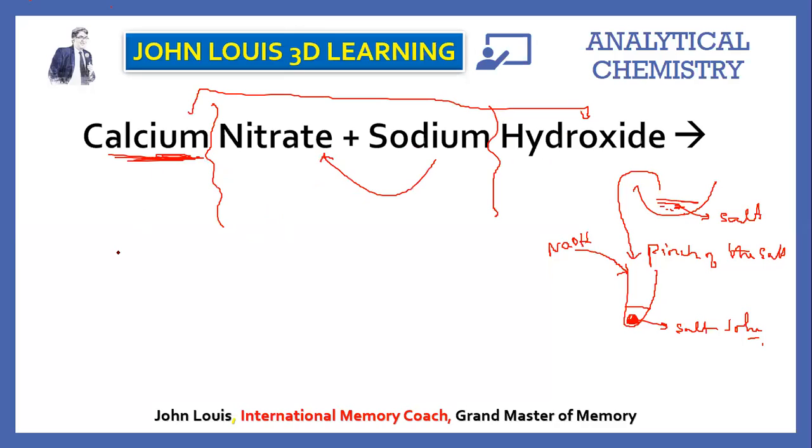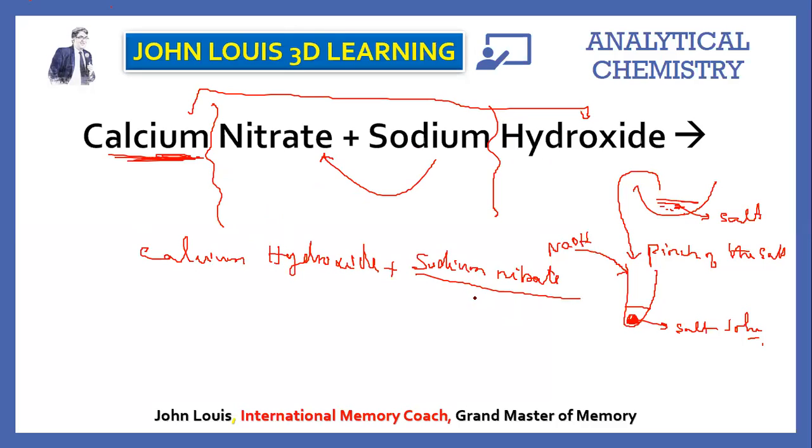Yes, sir. So what are the two products? Okay, good. So what are the two products you get? Calcium hydroxide plus sodium nitrate. Okay. So sodium nitrate is colorless. It is soluble in water. Therefore, that will appear as a solution here.